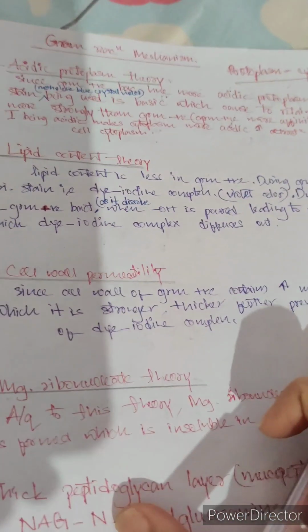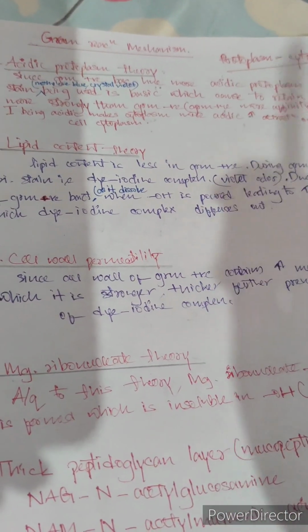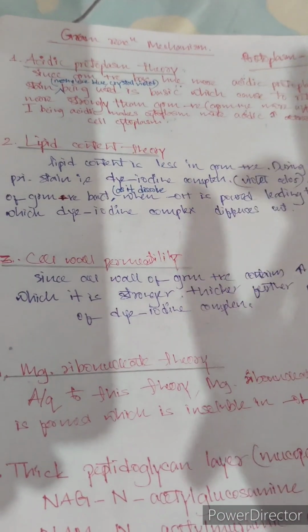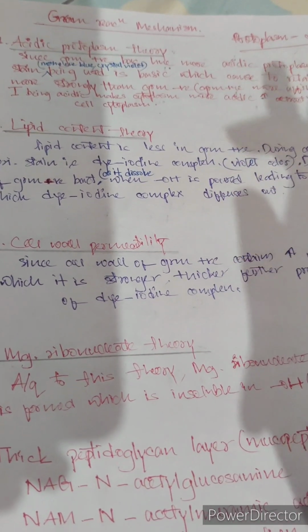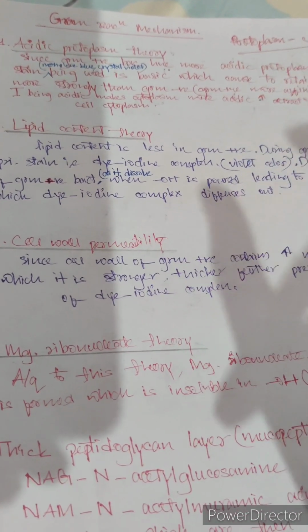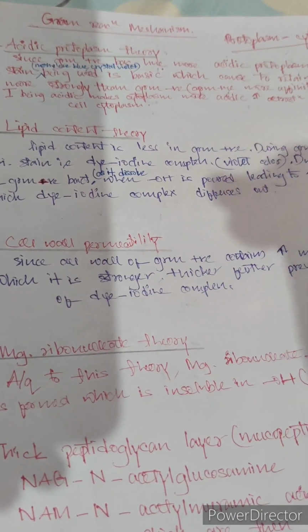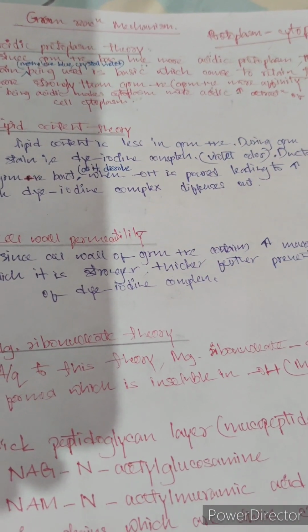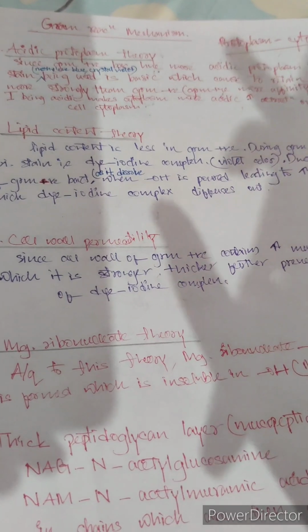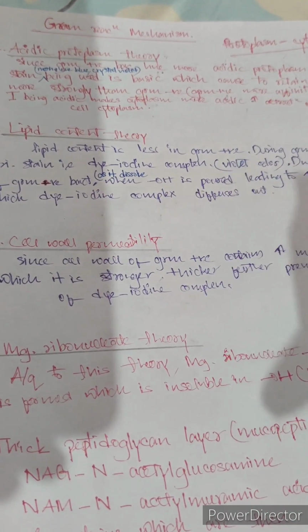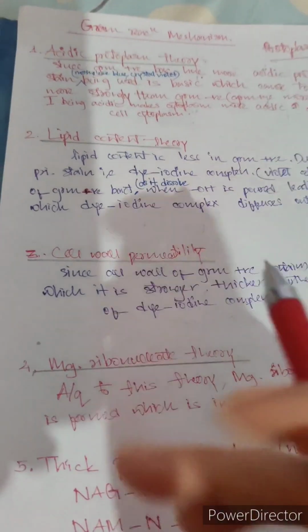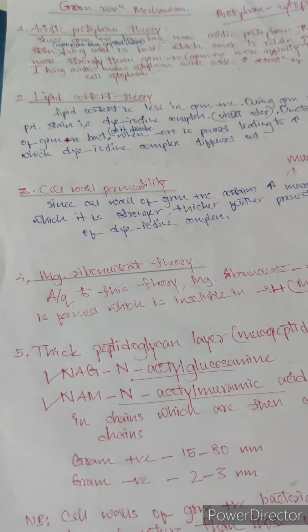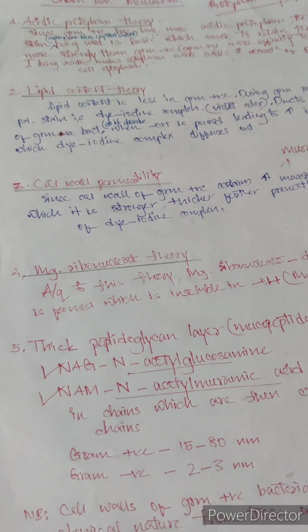So this is the first topic. You understood the point that due to the acidic protoplasm theory, the protoplasm of gram-positive bacteria is mainly acidic, while the dyes we used in primary staining are basic. So what happens is, the acid will obviously have affinity for the basic dyes, which happens to retain the dyes. So the second topic is lipid content theory.